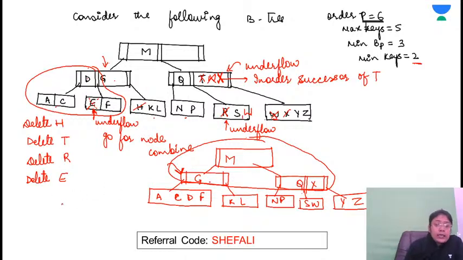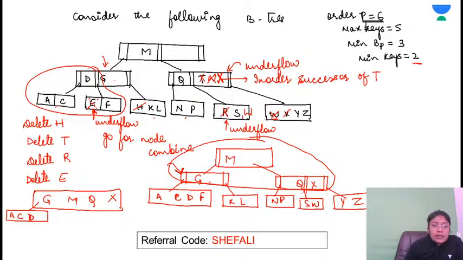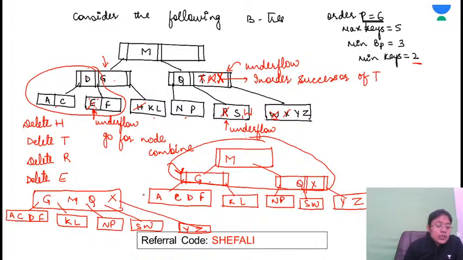So after deleting E, the tree will look like this: G, M, Q and X. On the left of G, there is a node which is having the elements A, C, D and F. On the right of G, it's K and L. On the right of M and left of Q, that is N and P. On the right of Q, it's S and W. And on the right of X, it's Y and Z. So this is the resultant tree.